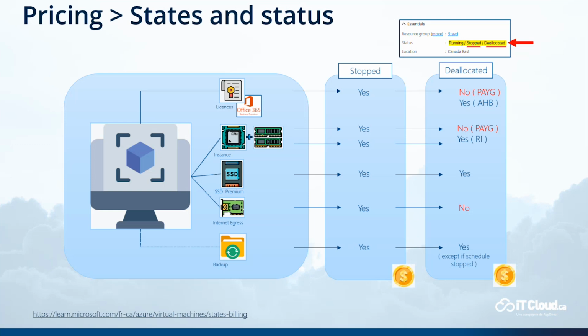So let's take a look at an image regarding that. Here, when you are stopped, you will pay for the license for sure because you're still connected to the VM. You will pay for the instance too. I know the VM is down, but the host is not. So you need to pay for that. The SSD or the disk, you will pay for sure every time because this is reserved space. So connected or disconnected, you always pay for the disk for sure.